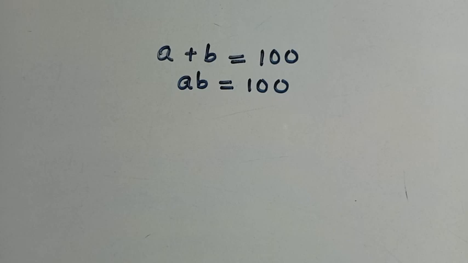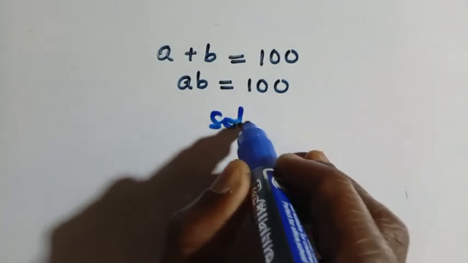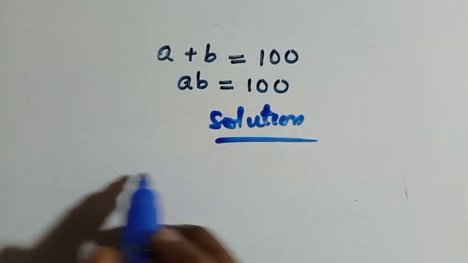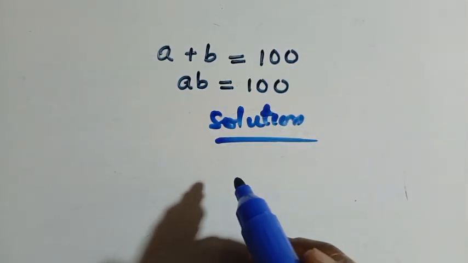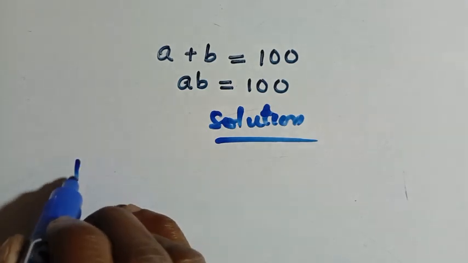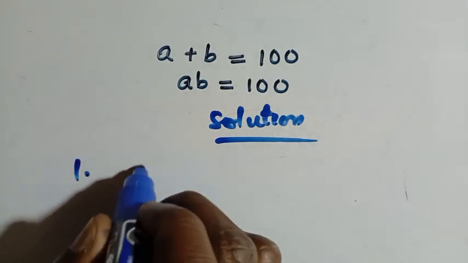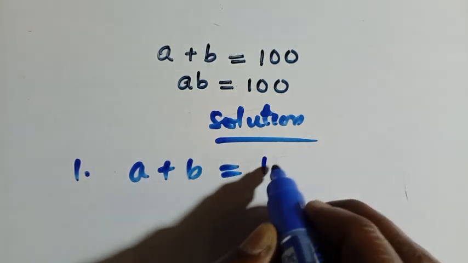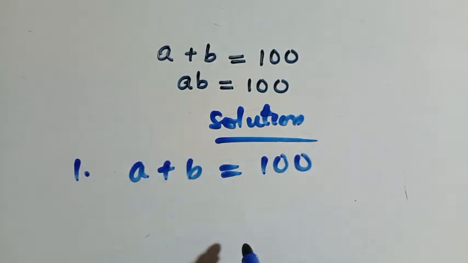How to solve these nice algebraic equations. So let's see a solution from here. We are given a + b = 1 and ab = 1. So let's say from equation 1, we have a + b = 1.